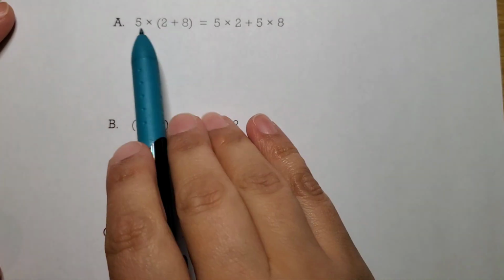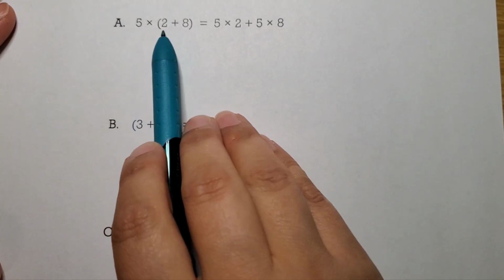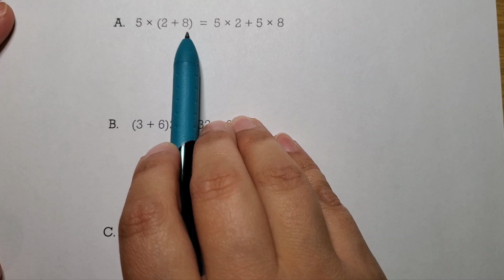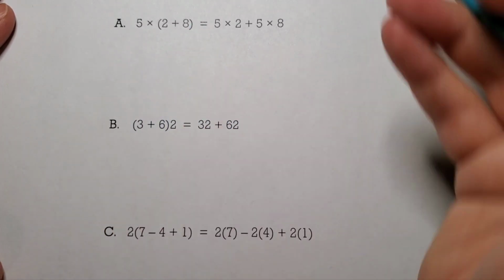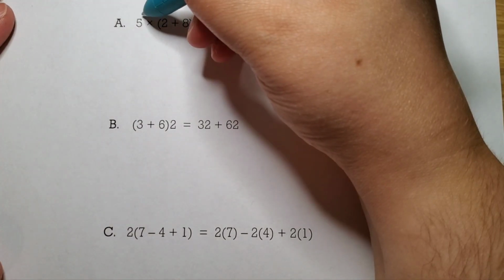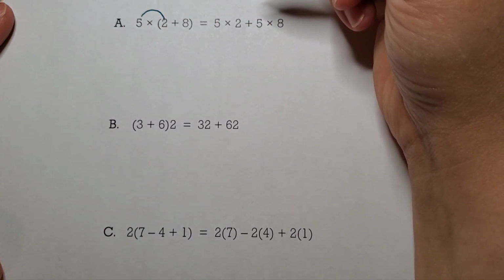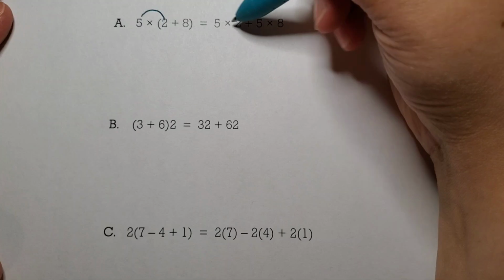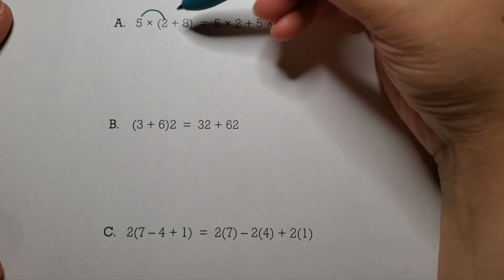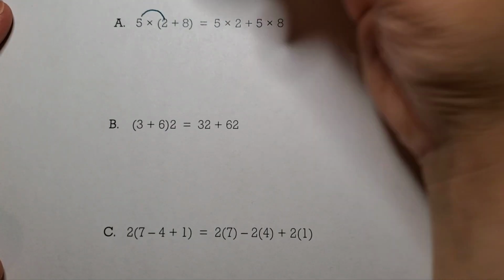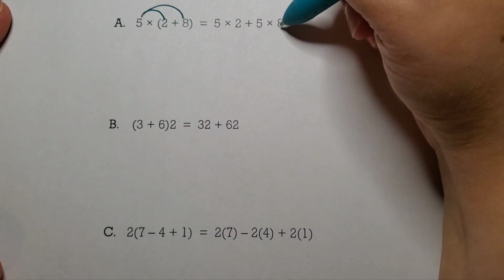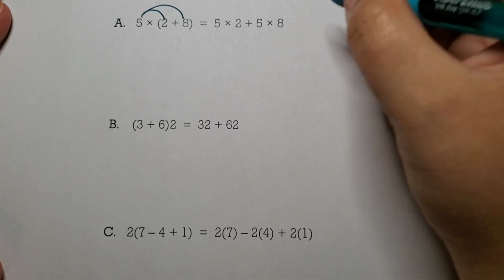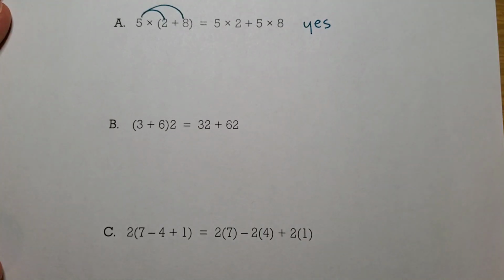So here on the left, I have 5 times, and then in the parentheses, I have 2 plus 8. This is setting us up for distribution. The distributive property says I can take that 5 times and distribute that to the 2. So I would get 5 times 2. Then I have the plus, and I can distribute that 5 to the 8 as well. 5 times 8 over here. So yes, this does demonstrate the distributive property.